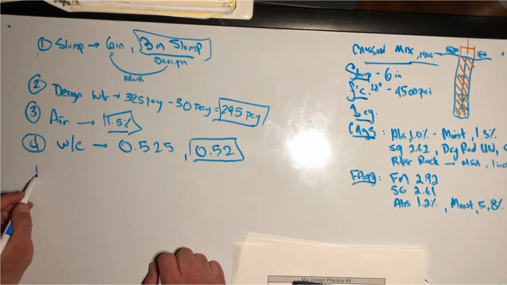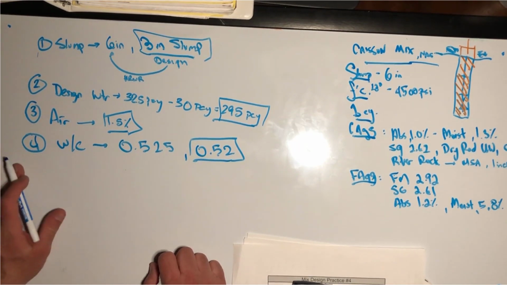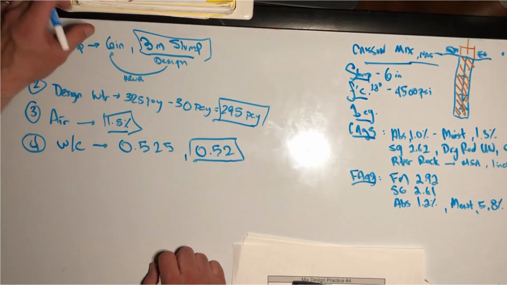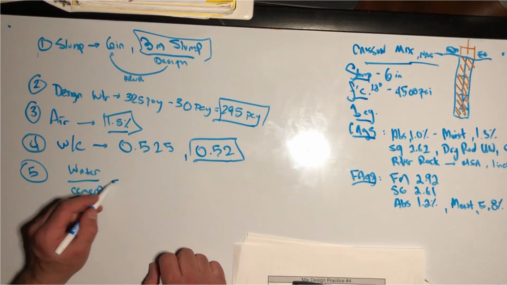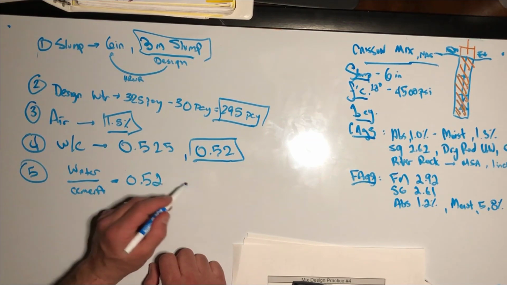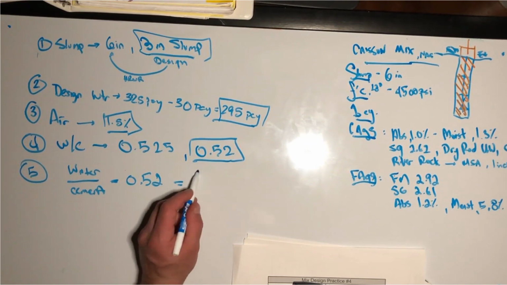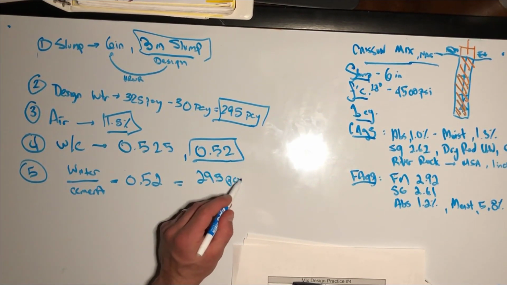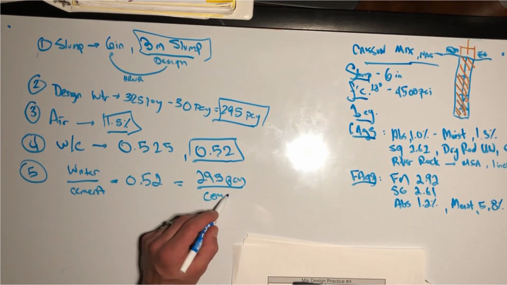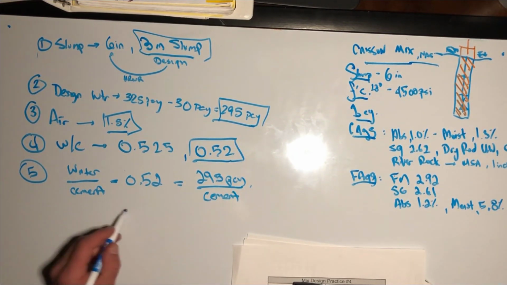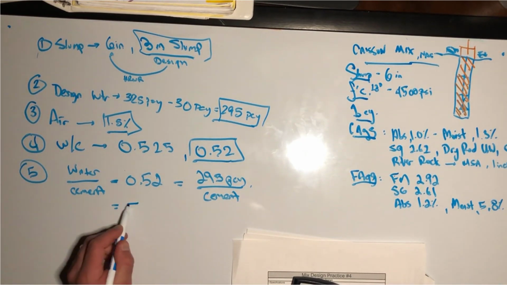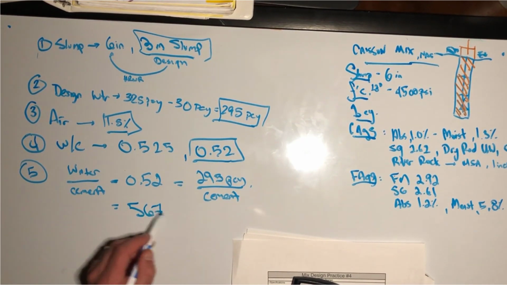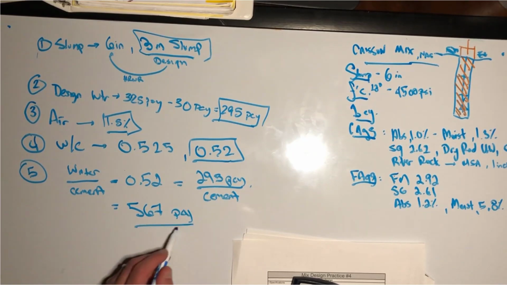Okay, so with that, let's go ahead and determine our cement content. So weight of water over weight of cement equals 0.52, and I know I have 295 pounds per cubic yard of water, and then I need my cement, which is going to equal 295 divided by 0.52. So we end up with 567 pounds per cubic yard of cement.